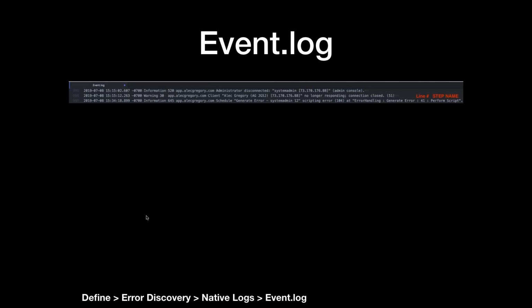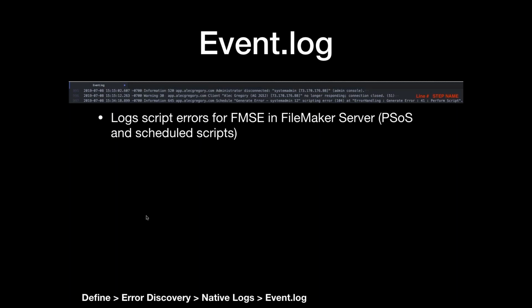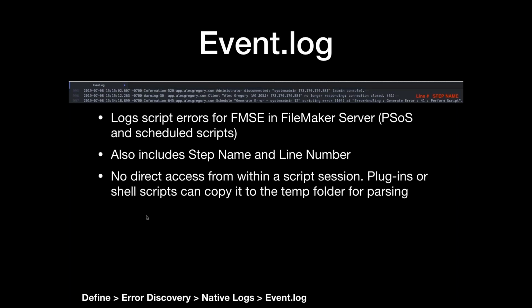So more quickly, I'll go over Event.log because this is more well-known and slightly less relevant, but still relevant here. So Event.log's a big kind of server-level event log. It logs stuff from multiple files. It logs PSOS sessions and FileMaker server scheduled scripts, but a load of other stuff. You can get step name and line number also from this. I've highlighted it there, so that's good. But you can't get access to it directly from a script session.